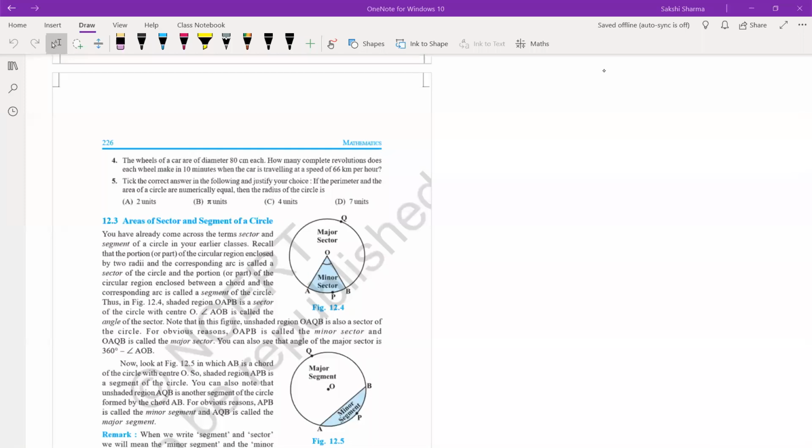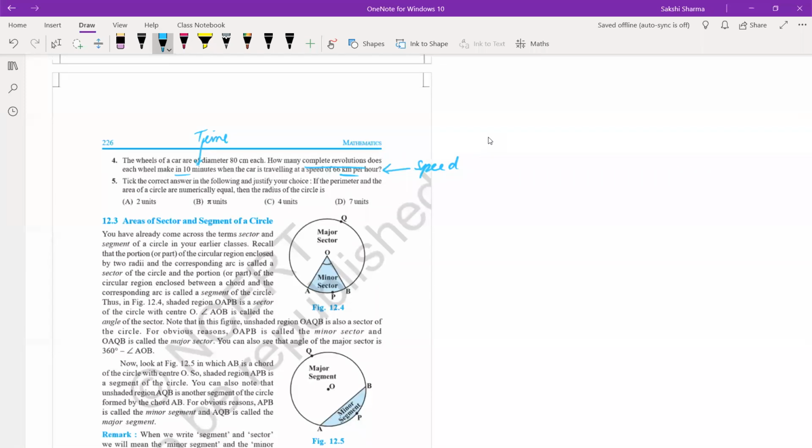We have done till question number 3, exercise 12.1, and this is question number 4 here. We have been given that the wheels of a car are of diameter 80 centimeters each, and you have to find out how many complete revolutions the wheel makes in 10 minutes when the car is traveling at a speed of 66 kilometers per hour and the time given to you is 10 minutes. So this is the speed of the car and this is the time given to you. With the help of time and speed, you can find out the distance that the car covers.